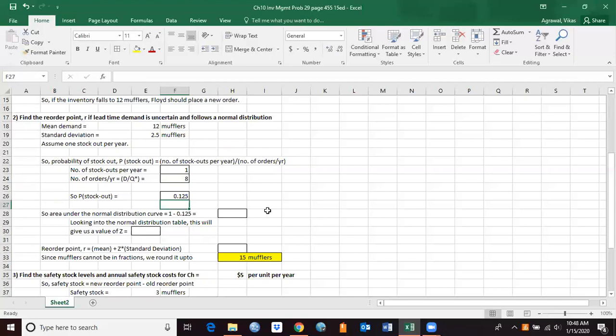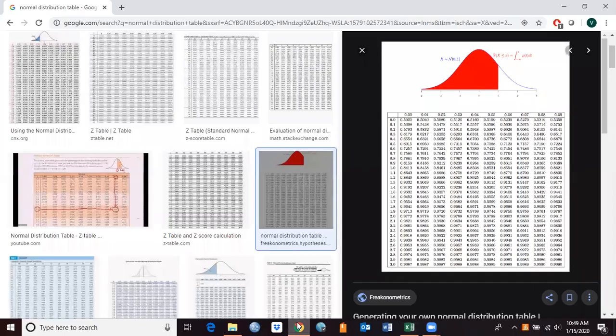Now we need to find the area that tells us the probability of not facing a stock out. That's 1 minus 0.125, which equals 0.875. So there is an 87.5% chance that you will not face a stock out. We need to find the z value for this area under the curve, so I'm going to open my normal distribution table here.